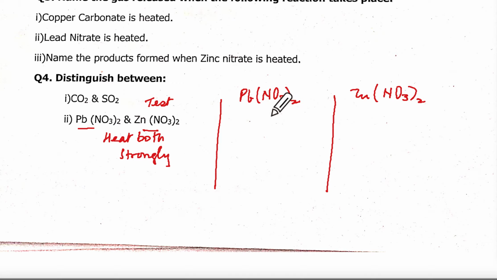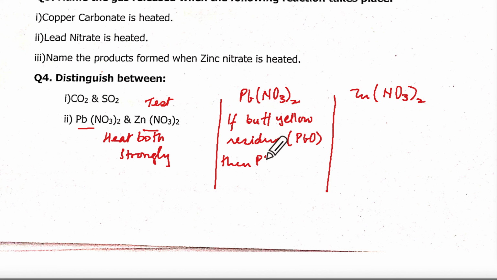Now here, what will I get? PbO. Don't say yes, the end product. What will you say? Buff yellow residue. Okay, that is PbO. Then Pb2+ present. Correct? Understanding? Therefore what? Did you understand how to frame your statement? Yes, ma'am.